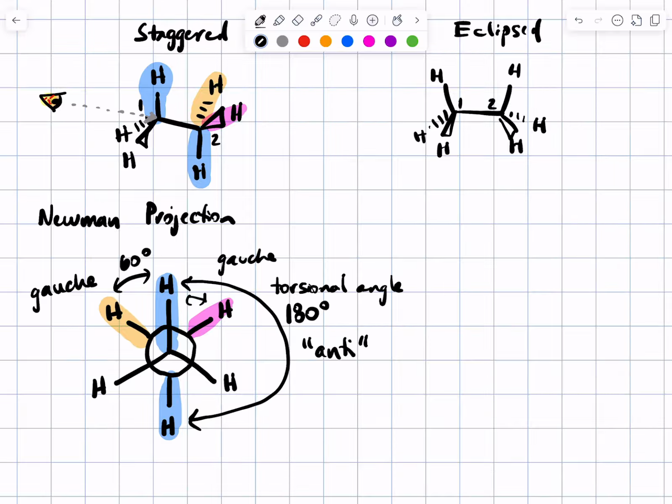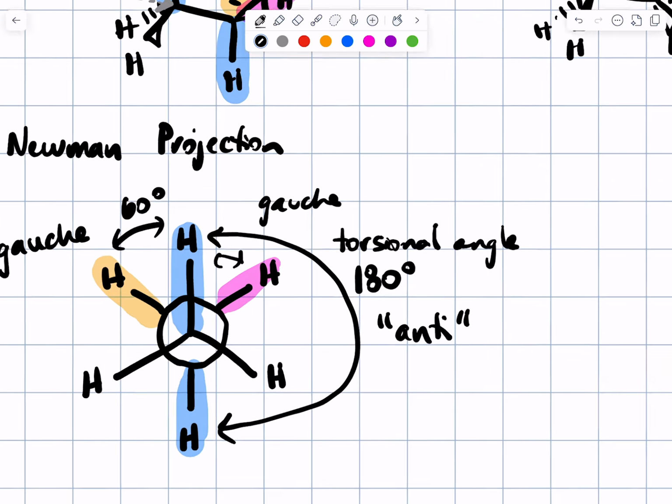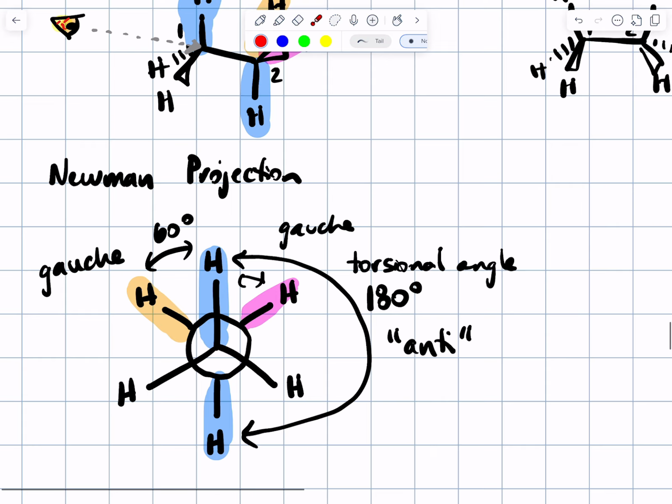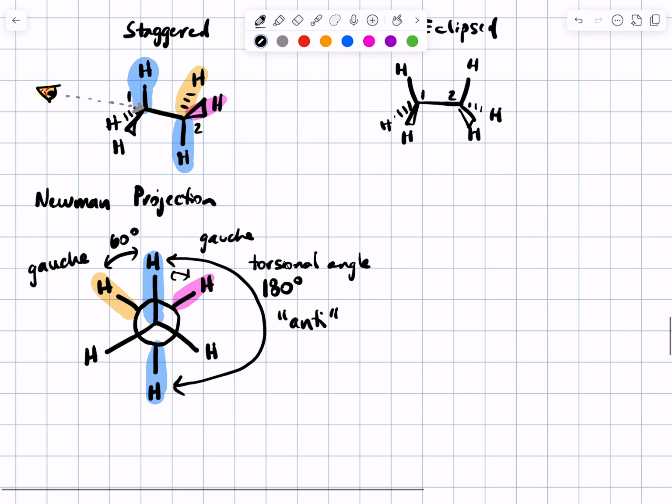So gauche and anti are two words to describe the relationship between groups on the front carbon and on the back carbon. Anti is where they are 180 degrees apart. Gauche is where they are 60 degrees apart. Notice that any group in the front is gauche to two things and anti to one thing in the back. And that is what we call a staggered conformation. And the staggered conformation is more stable than the eclipsed conformation.